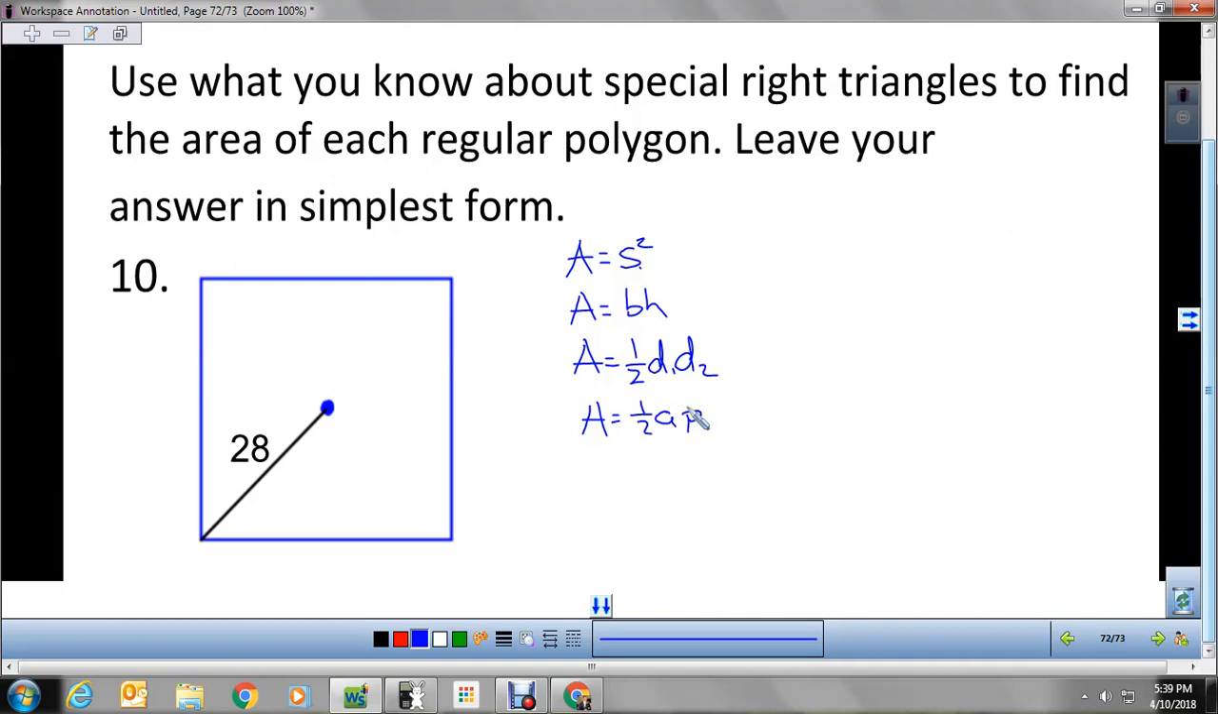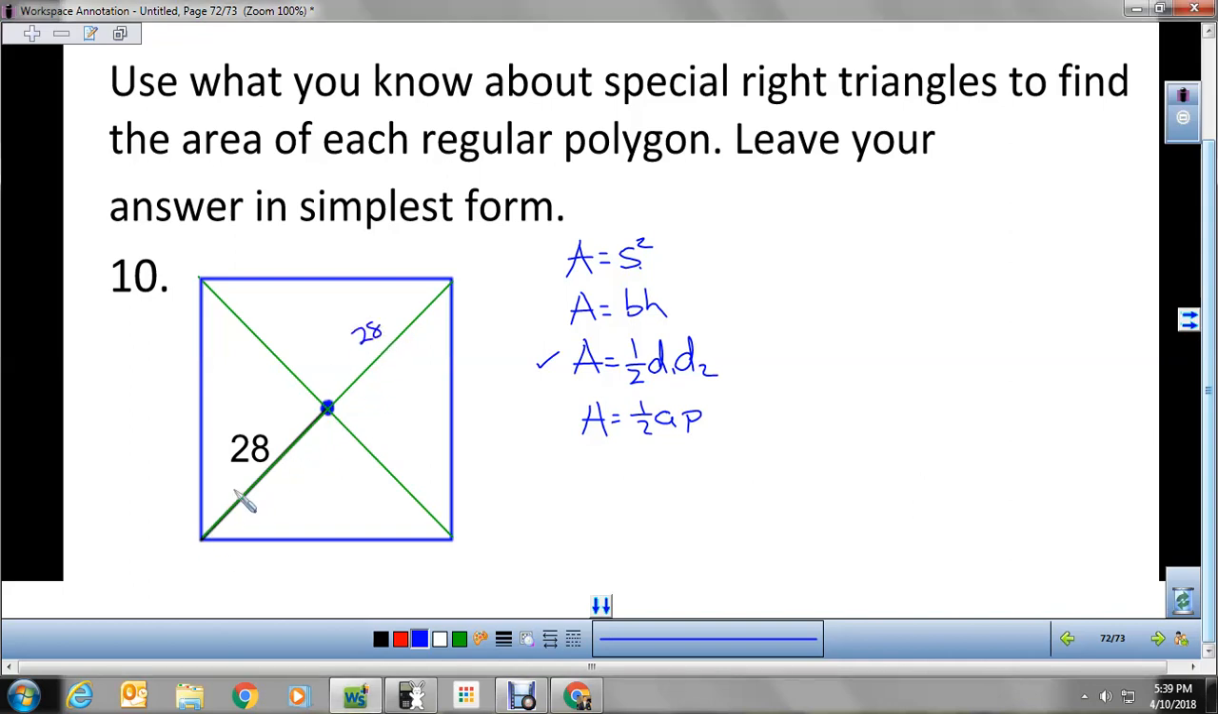So in this case, we're going to try to use this diagonal, because a square is also a rhombus. Then we can calculate our full diagonal, because in a rhombus the diagonals bisect each other, and in a square your diagonals are congruent, like a rectangle. That means that if this length from here to here is 28, then this is 28.